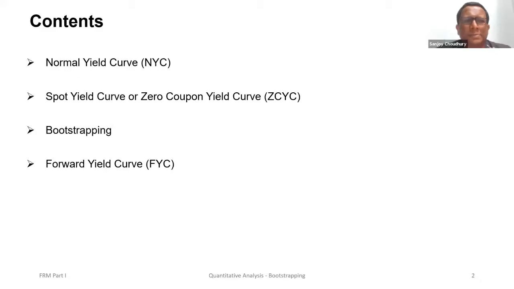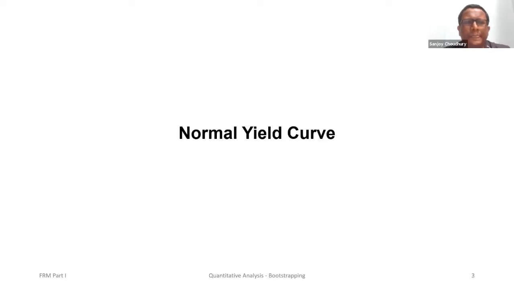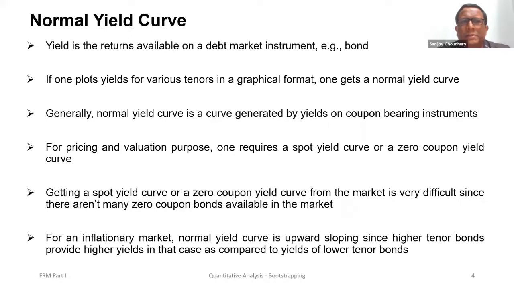We'll discuss the normal yield curve, or NYC, the spot yield curve or zero coupon yield curve, acronym ZCYC, the bootstrapping mechanism itself, and the forward yield curve, or FYC. The normal yield curve essentially is a graphical representation of the yields for various tenors. That's what is called a normal yield curve.